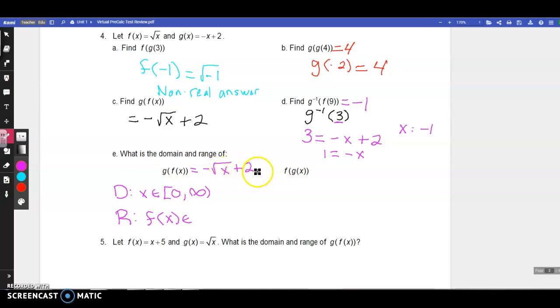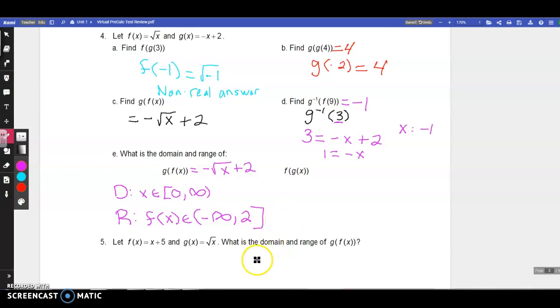It looks like all these values are getting smaller, which makes sense because I have this negative out here. Let's plug in one more. Let's plug in 9. Square root of 9 is 3, so negative 3 plus 2 is negative 1. So they're all getting smaller. When I plugged in 0, I got 2, but now they're all getting smaller, and they're going to keep getting smaller. So my range would be negative infinity all the way up until 2. And 2 is included because I was able to get that as an output.